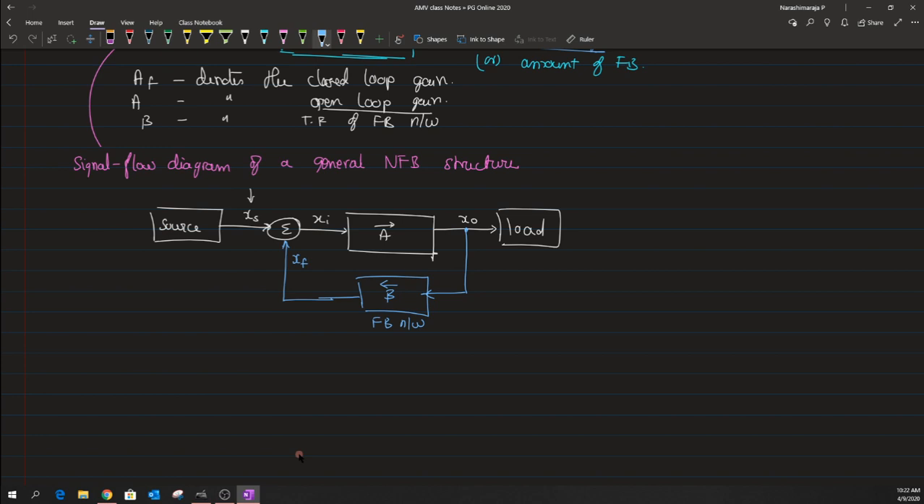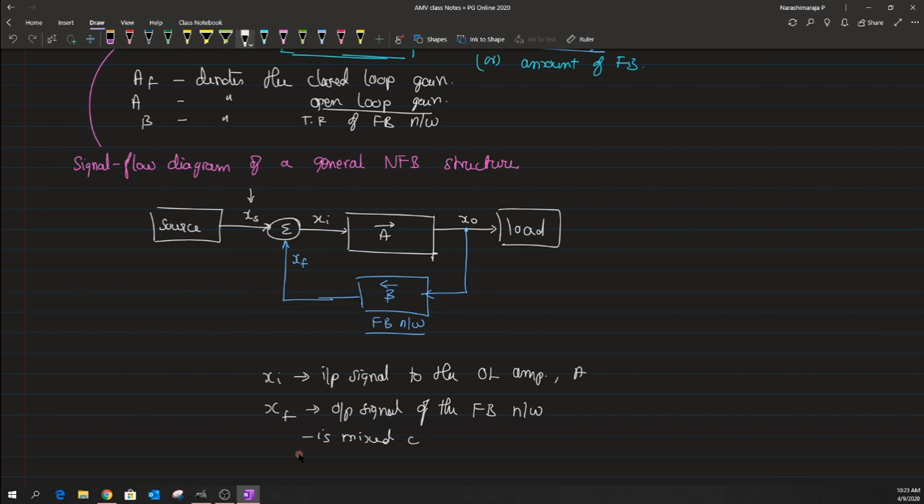I hope that it is clear. Basically this feedback network samples the output signal X naught and mixes the feedback signal, which is XF, along with the source signal such that it generates this Xi. So in short, the Xi is the input signal to the open loop amplifier which has a gain of A, and XF is nothing but the output signal of the feedback network, and this XF is mixed with the source signal, which in this case is XS.